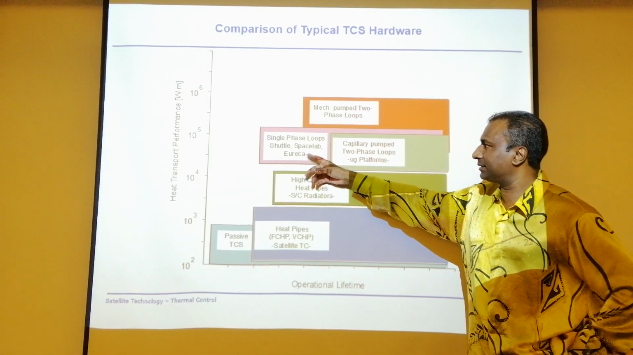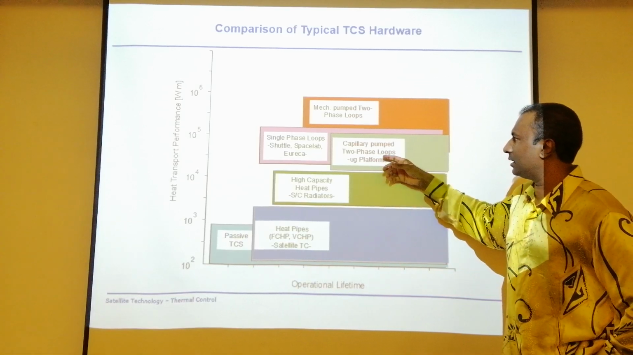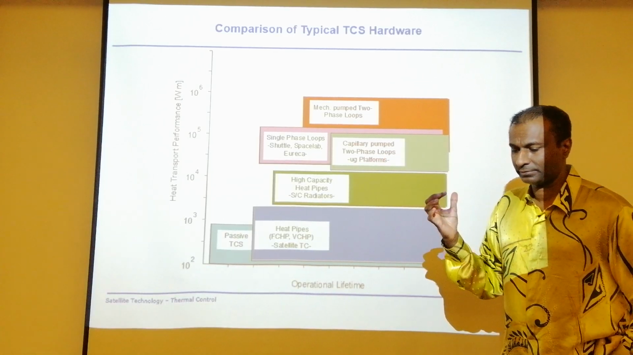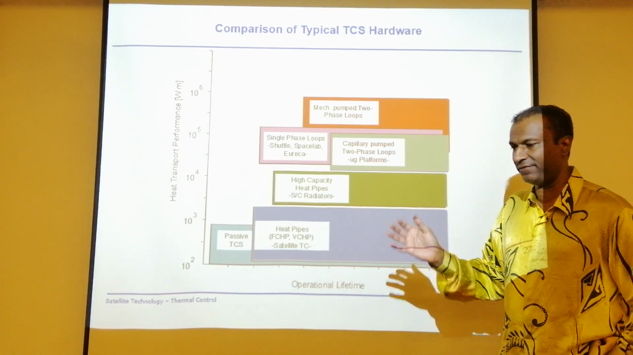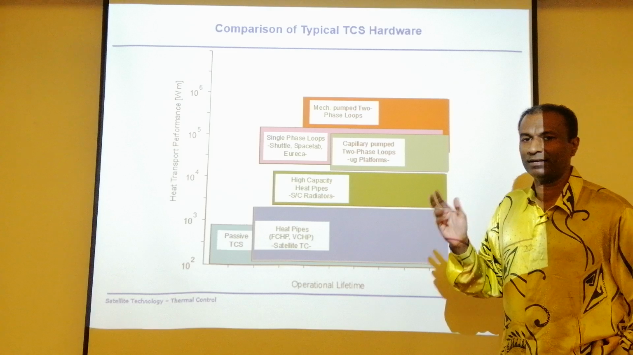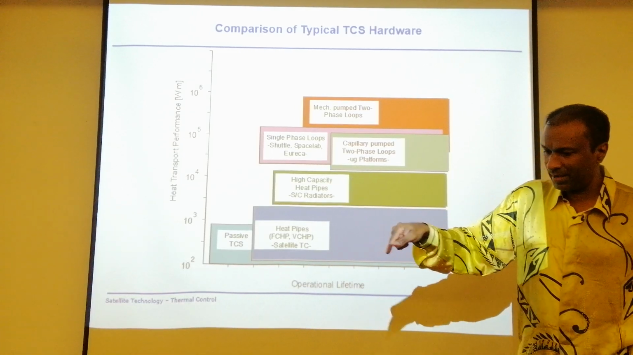Now, these are the other examples. We have the single phase loop. What do we mean by single phase loop? It says that there is no phase change from one phase to another phase. That would be a single phase loop. That means water remains as water.